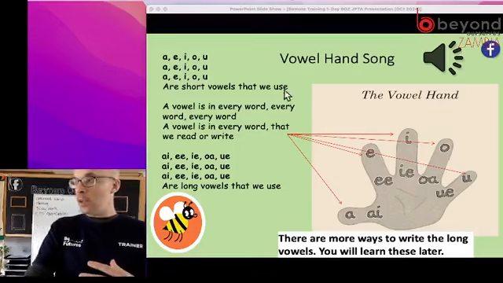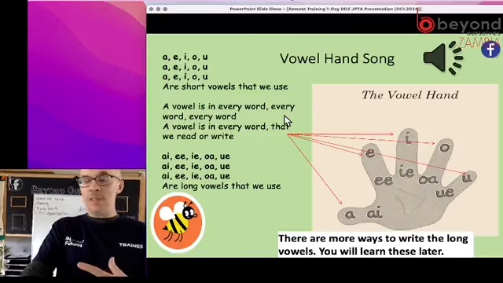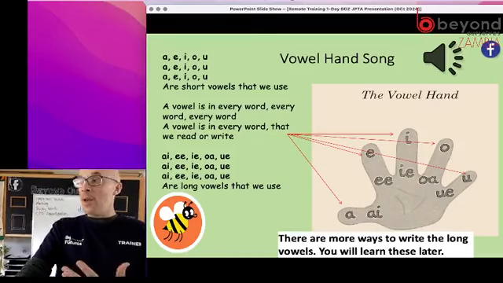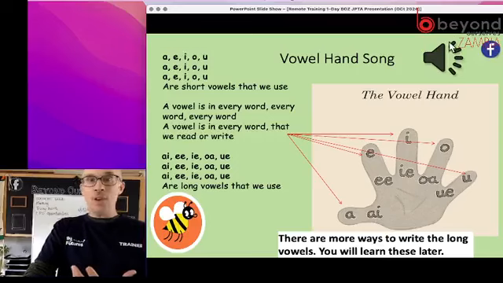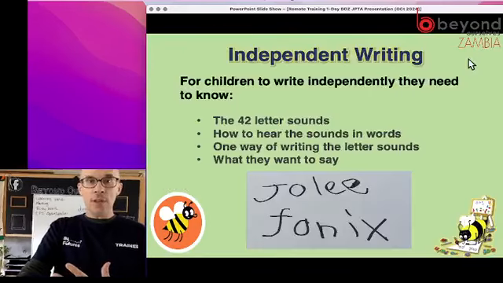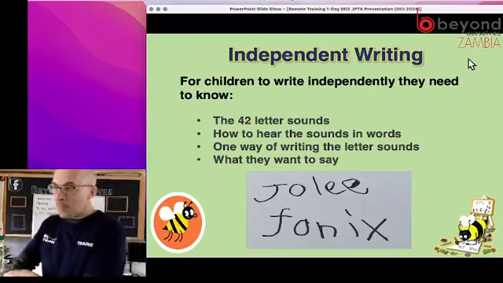Okay, so that is the vowel hand song. You want to practice it, but guess what? If you want to see it in action, you can see it in videos on Facebook as well. So there's lots of things that you can do there.